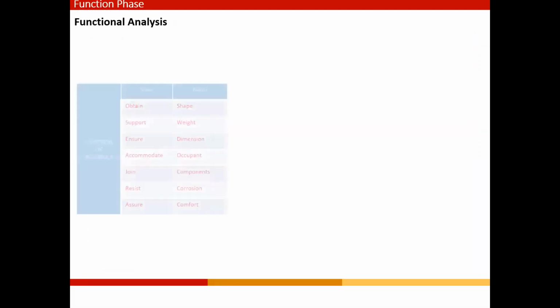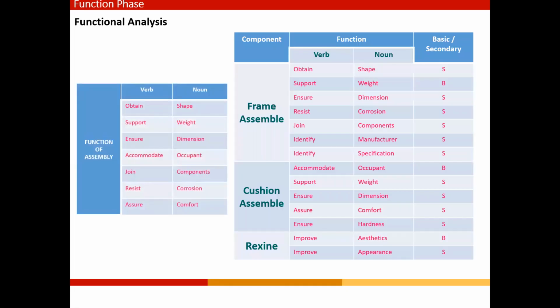So the next phase is nothing but the function phase, where we go for function analysis. As I said, we have 3 components of a seat assembly in a passenger car, which is nothing but the frame assembly, cushion assembly, and also the section. Now here what I'm going to do is analyze the function, which is the random function analysis, the first step. And also I'm going to organize the functions by categorizing them into basic function, secondary function, etc.